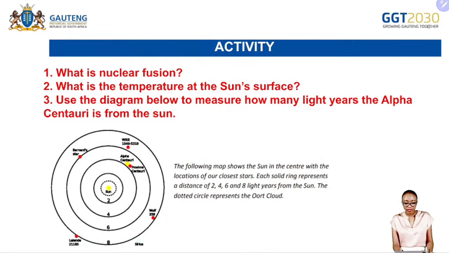Okay. Now, let's move on to an activity. We have 3 questions here, and then I'm going to give you some time to answer these questions. The first question is, what is nuclear fusion? 2, what is the temperature at the sun's surface? And 3, use the diagram below to measure how many light years Alpha Centauri is from the sun. So you use this diagram right there to calculate how far Alpha Centauri is away from the sun.